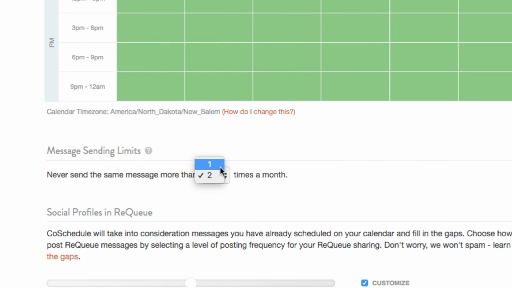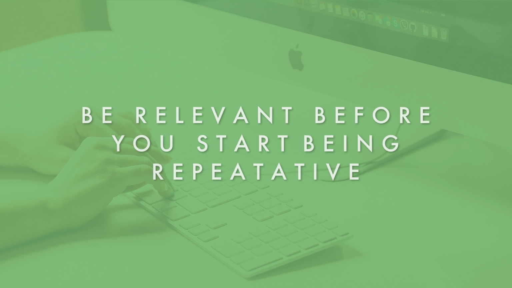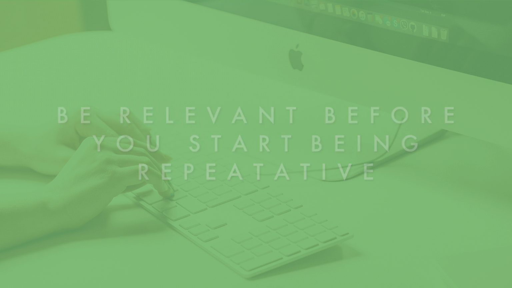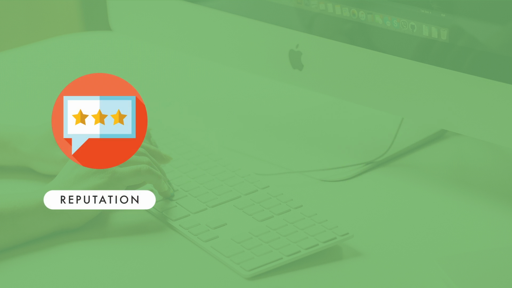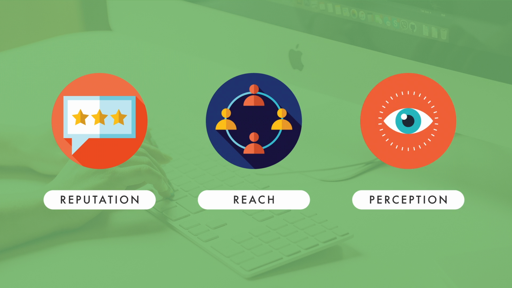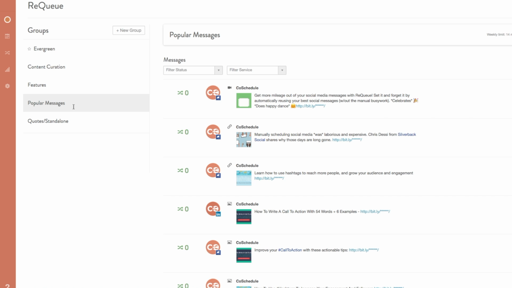ReQueue is already intelligent enough to prevent the same messages from being sent too often, either monthly or semi-monthly, depending on your preferences, but I'll argue that sending too many of the same type of message too often can be just as detrimental to your reputation, your potential reach, and your audience's perception of the type of content that you post. The best way to use ReQueue is to have multiple groups to help you manage your mix.